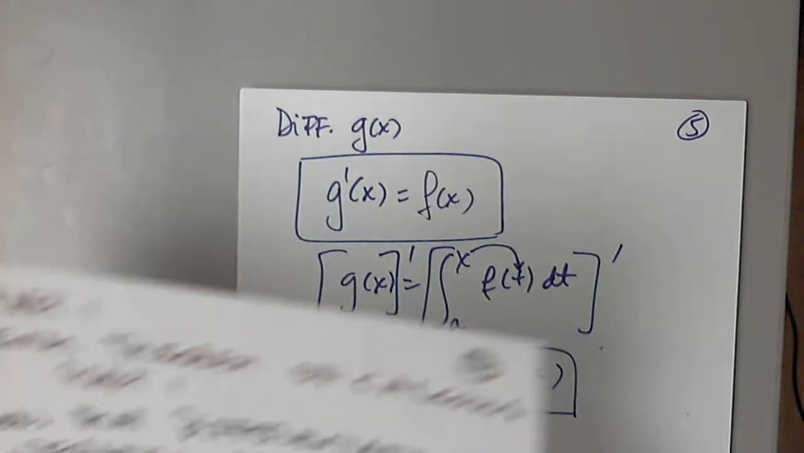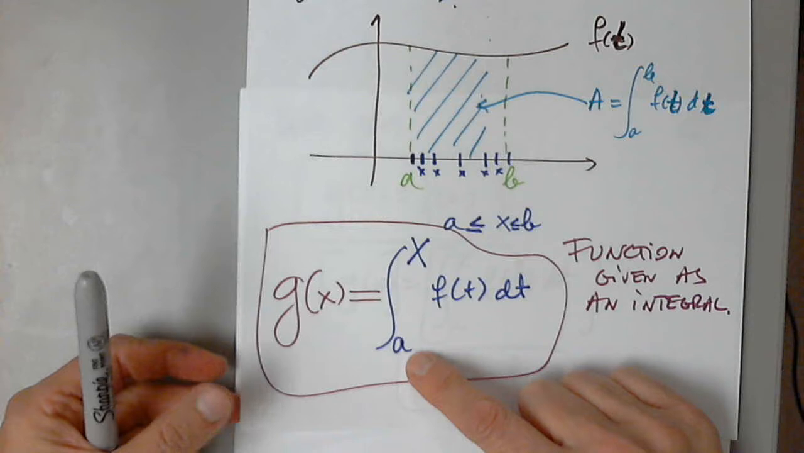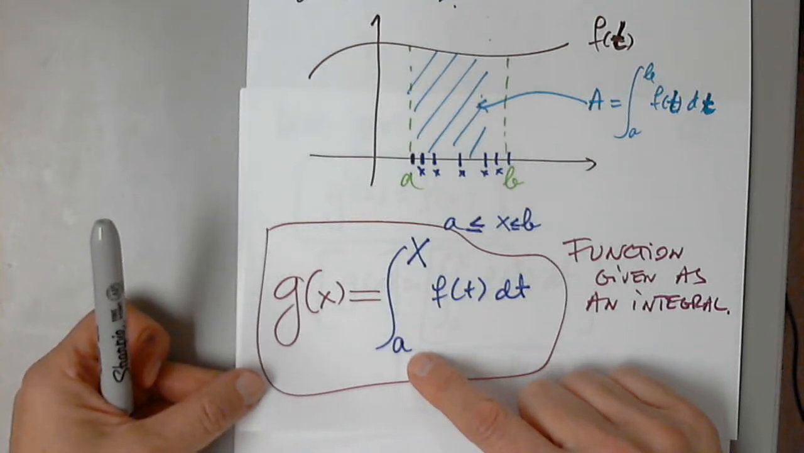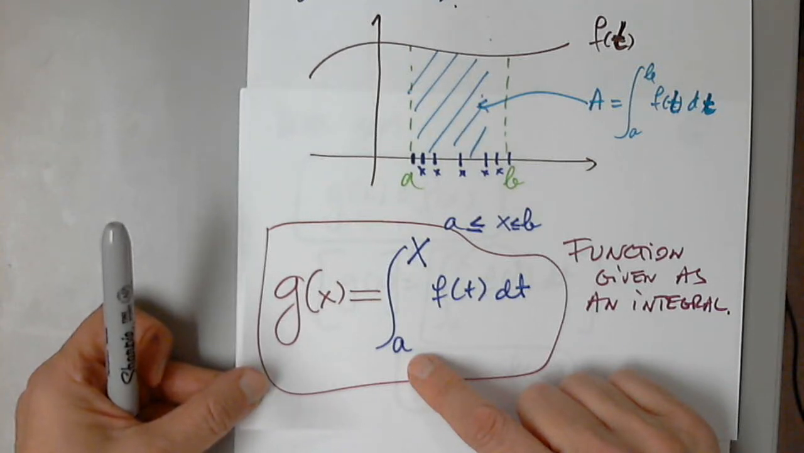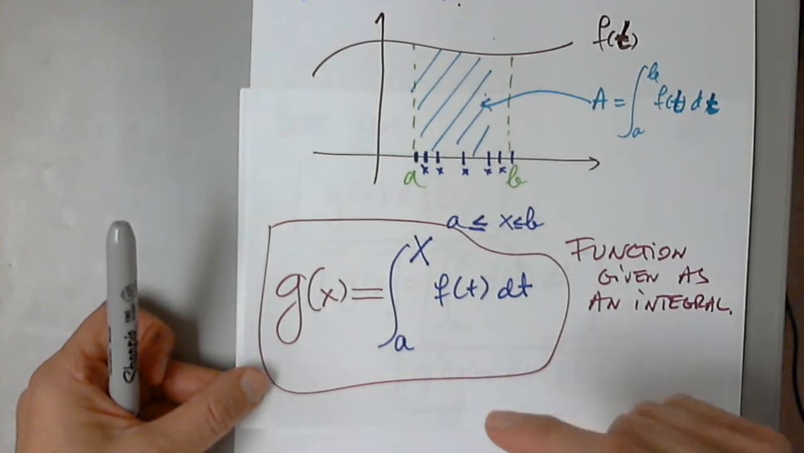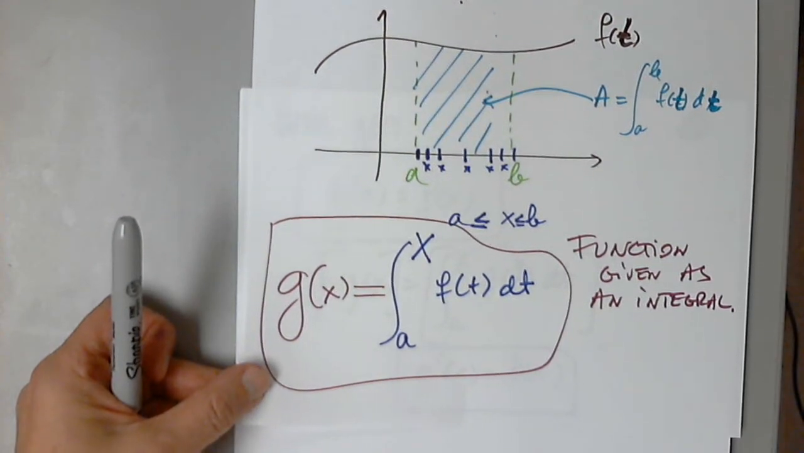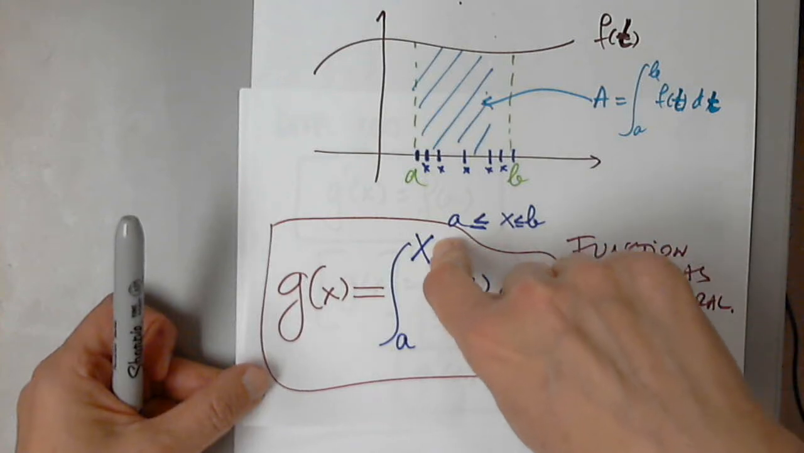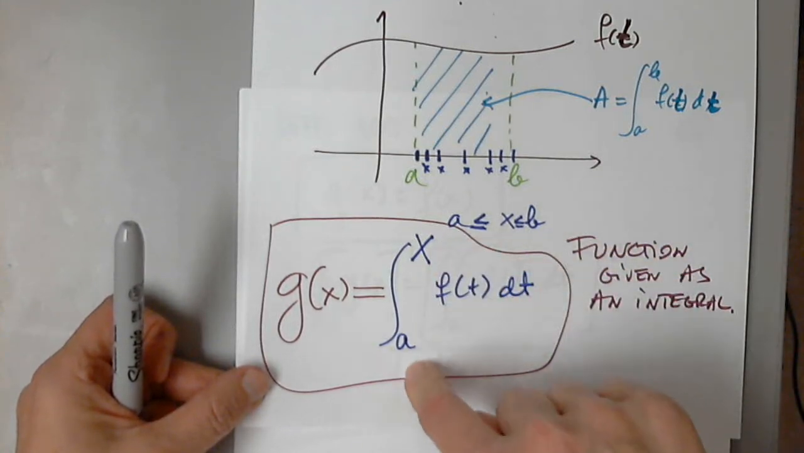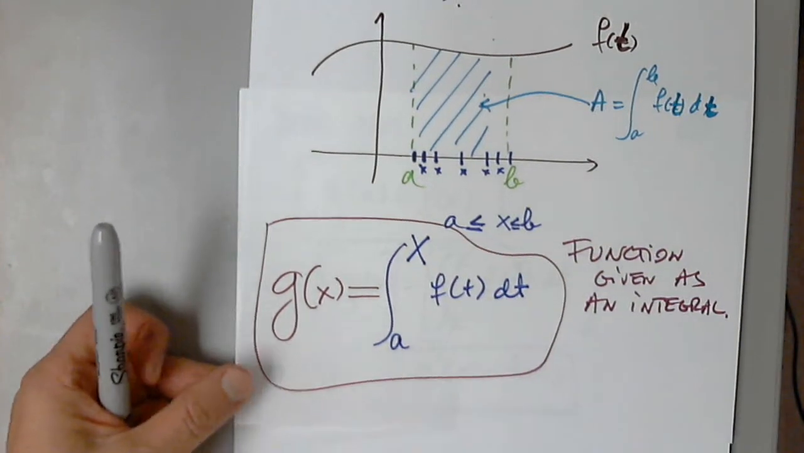Now notice one thing. This has no effect. The upper limit can be anything, x or any function you want. But if it's not a number, you cannot apply the fundamental theorem of calculus part 1 to the lower limit. The lower limit is required to be a number. It can be any number, but it has to be a number.